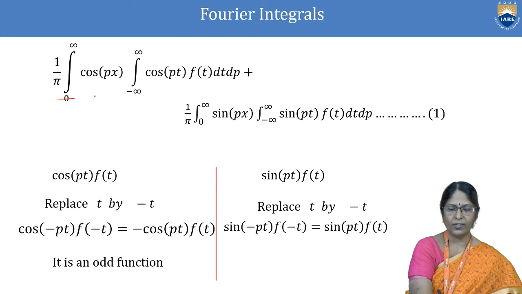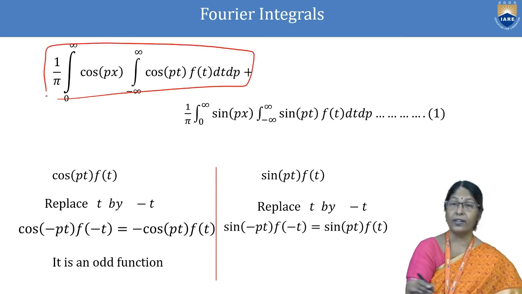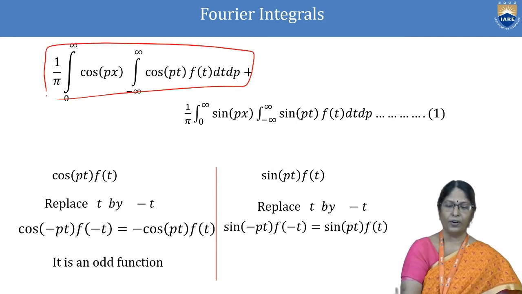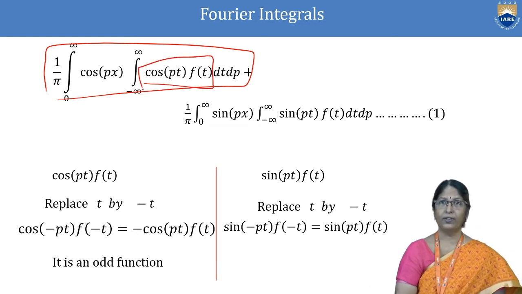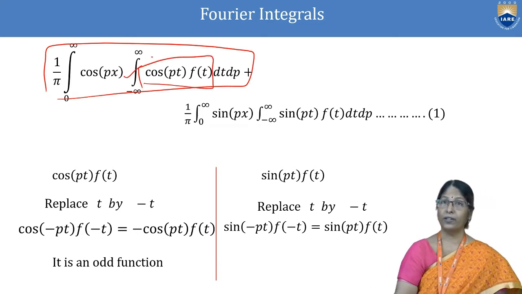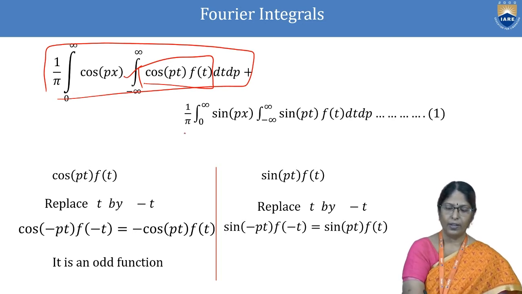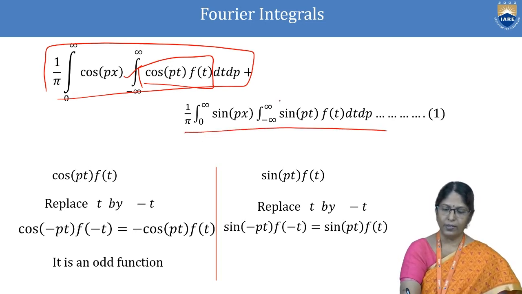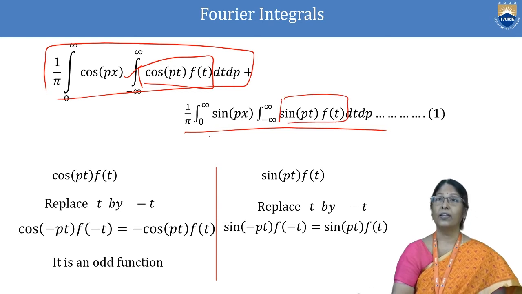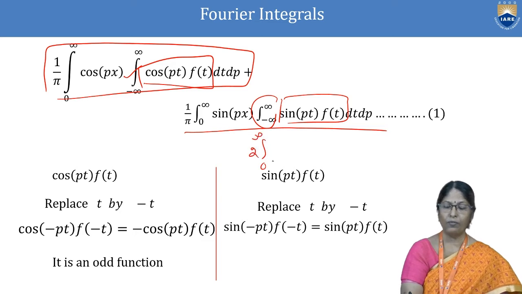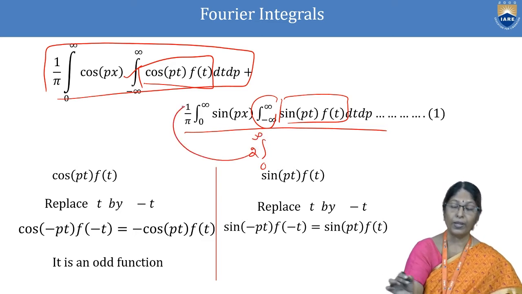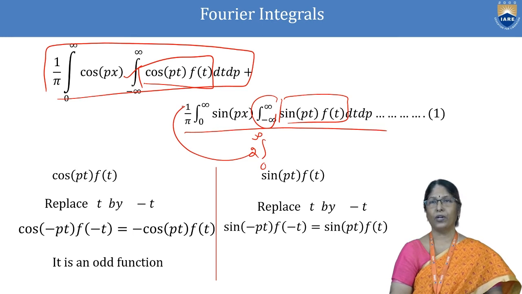So, the first integral completely vanishes. The reason is this part is an odd function and the range is minus infinity to infinity. Here, this function is an even function. So this is changed into 0 to infinity, and the 2 we are going to get becomes 1 by pi, changing to 2 by pi.